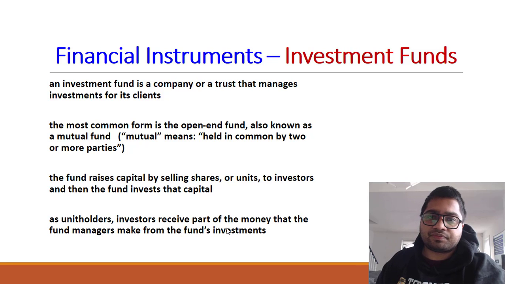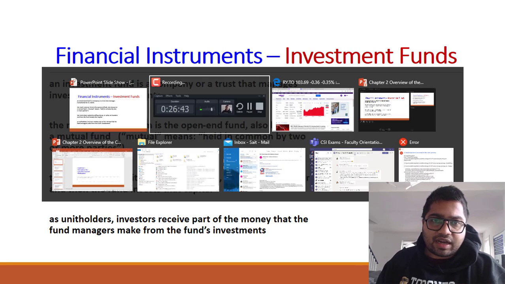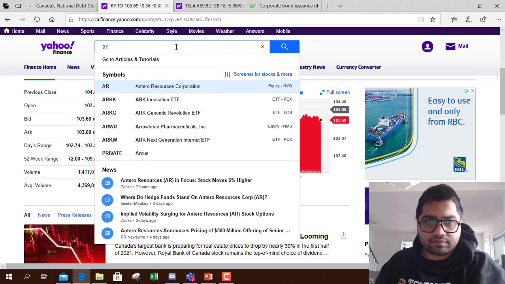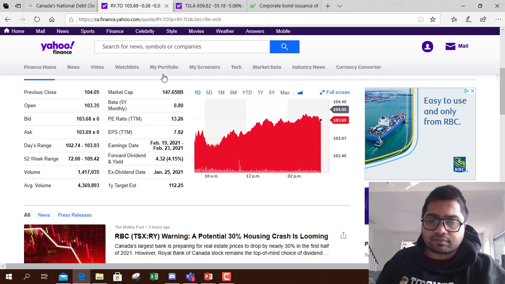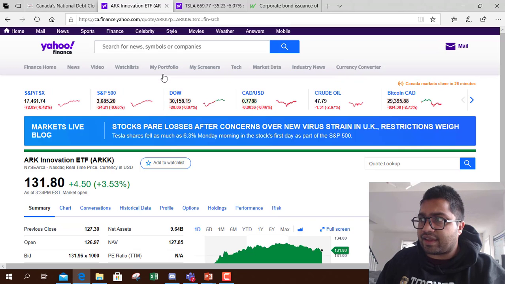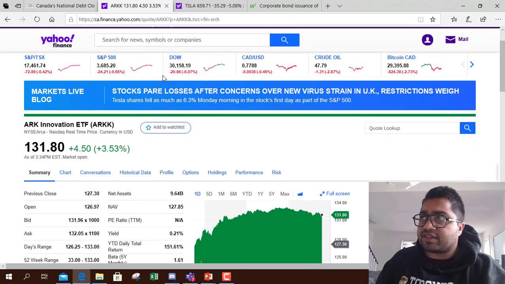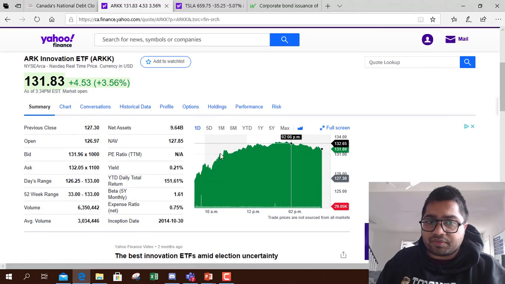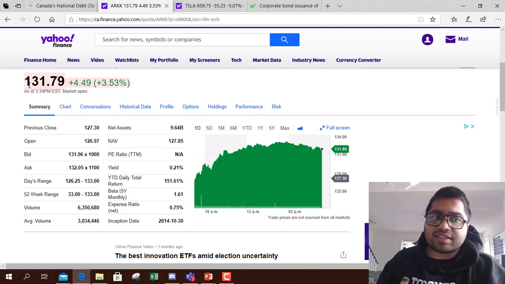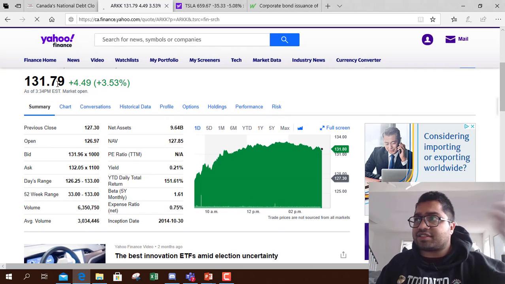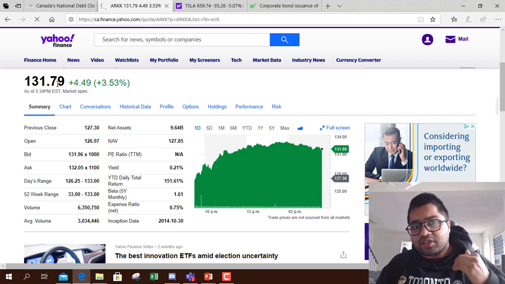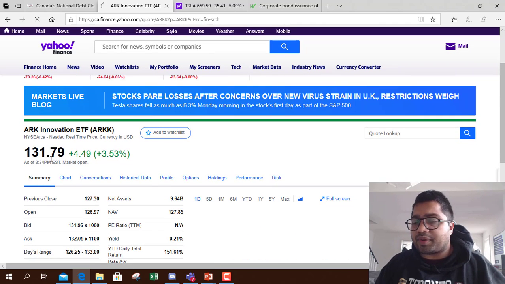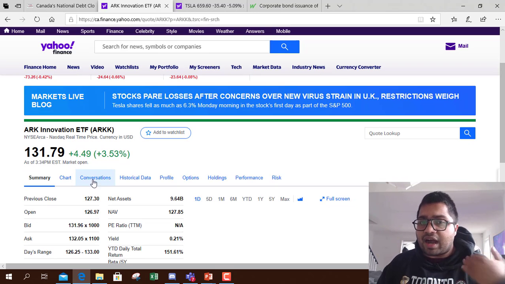So an example will be that ARK thing that we were discussing. ARKK, ARK Innovation Fund, is a fund that is managed by ARK, which is an investment firm. Now, if you look at it, the price is 131. So it is selling its shares to get money from investors. So if you buy this share, right, buy this fund, you have to pay $131. So when ARK gets those funds, it will make investments.